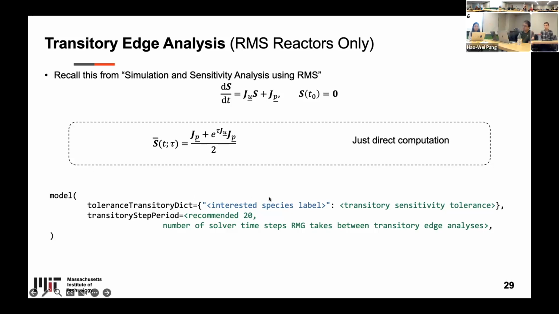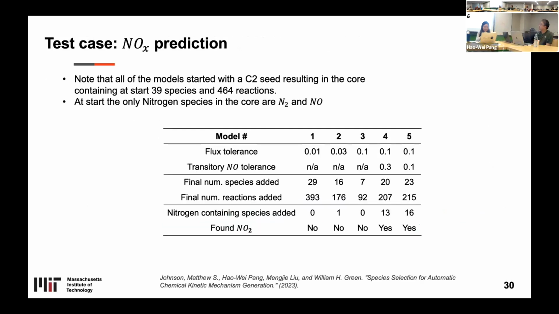One thing to note is that transitory sensitivity can get quite expensive when your edge gets very large, because you will construct a quite dense matrix. So you can specify to RMG to only perform this every 20 simulation time steps to space it out and make it more affordable. And he tested this on NOx formation. Basically, the goal is for RMG to naturally find NO2. Using a normal setting, RMG was not quite able to find NO2, but if you use transitory sensitivity analysis, RMG eventually can find NO2.